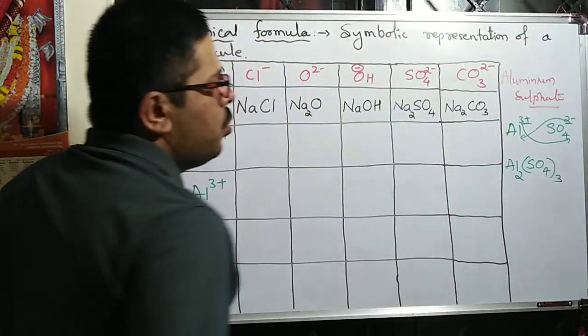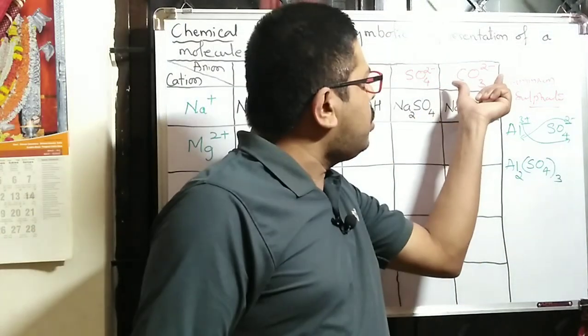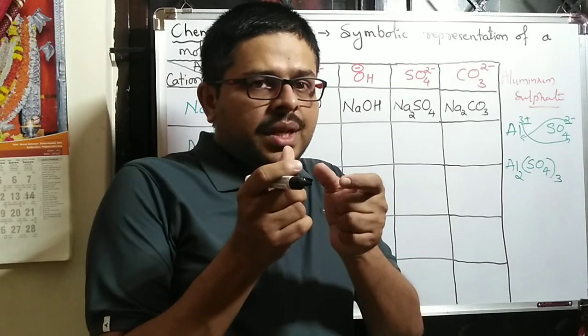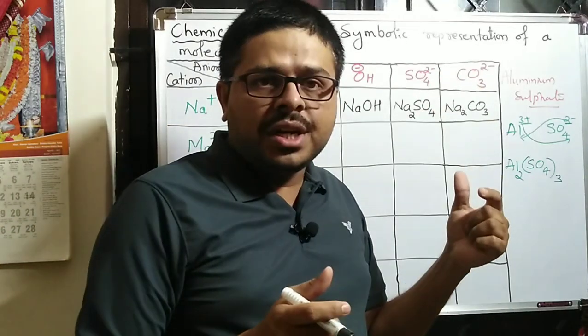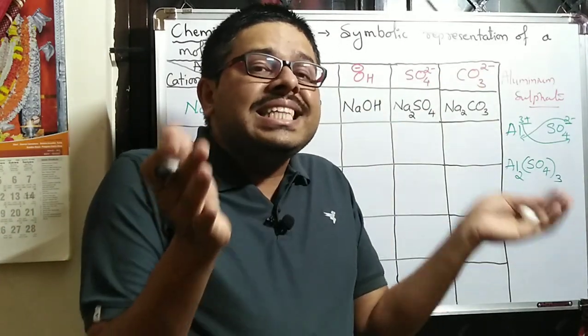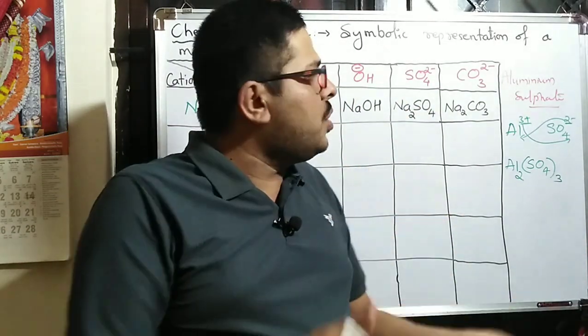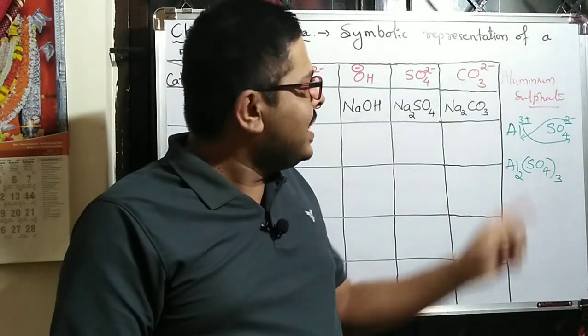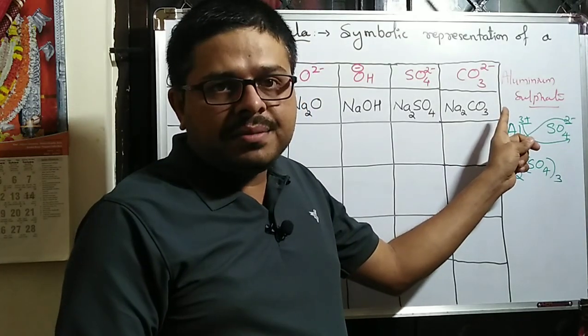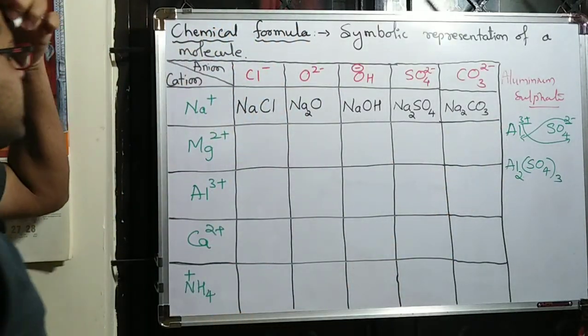CO3. Remember, this CO3 is one unit. It is not like one carbon, 3 oxygen. That is correct, but it is a combination of that. Combination of that means we call it a molecular ion. Na2CO3, right? So sodium carbonate is like this.